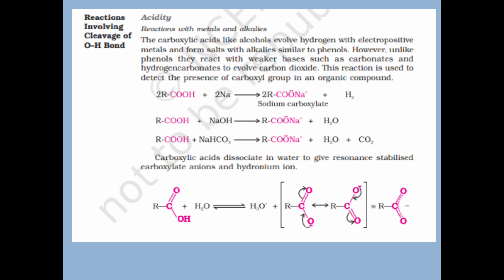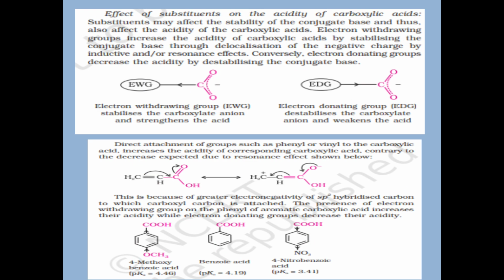Reactivity. Carboxylic acid, when reacted with sodium metal, will form sodium carboxylate with the release of hydrogen. With NaOH, it will form sodium carboxylate. With Na2CO3, it will form sodium carboxylate with the release of carbon dioxide. Carboxylic acid dissociates in water to give resonance stabilized carboxylate anion, RCOO minus, and hydronium ion. RCOOH is a weak acid, but its conjugate base is a strong base.